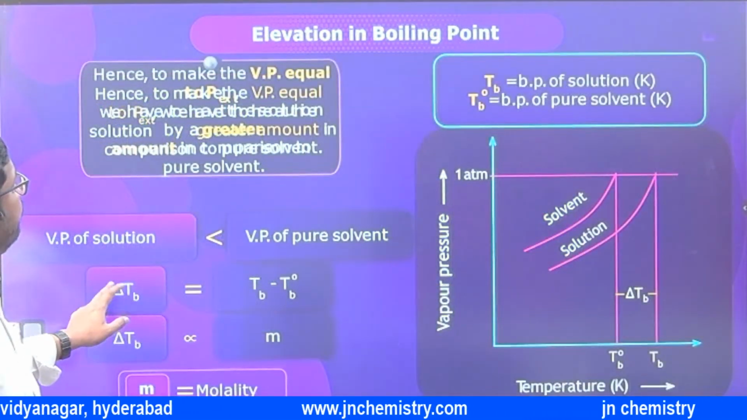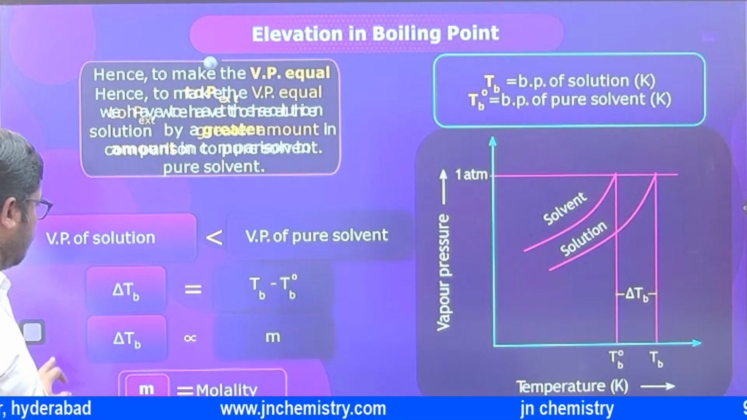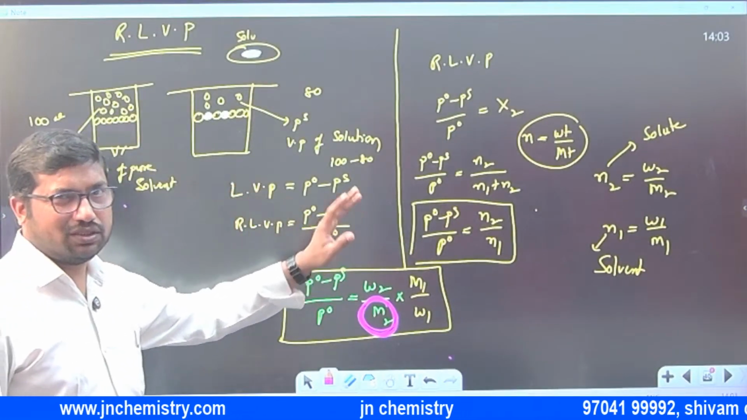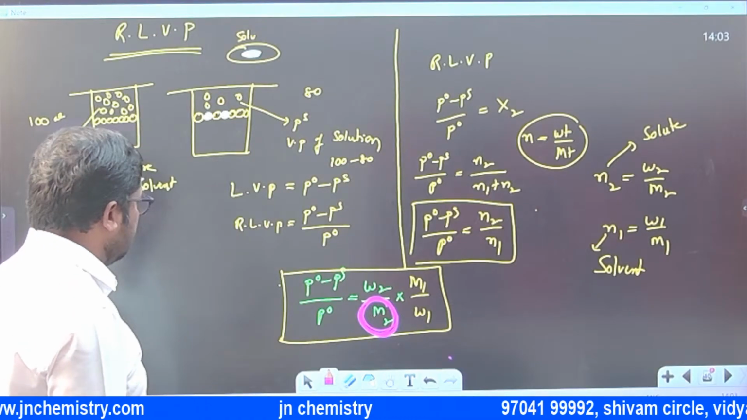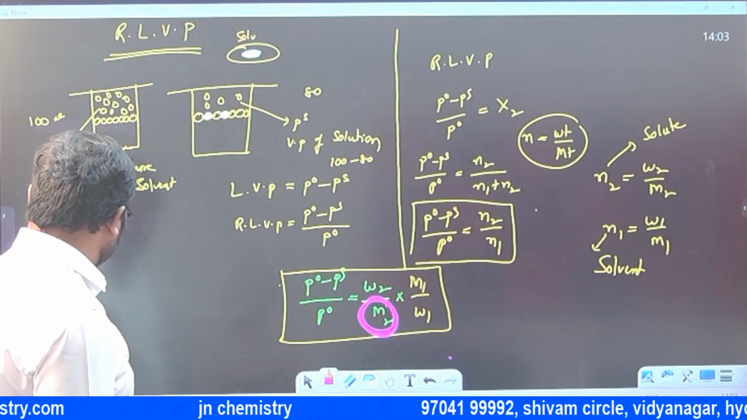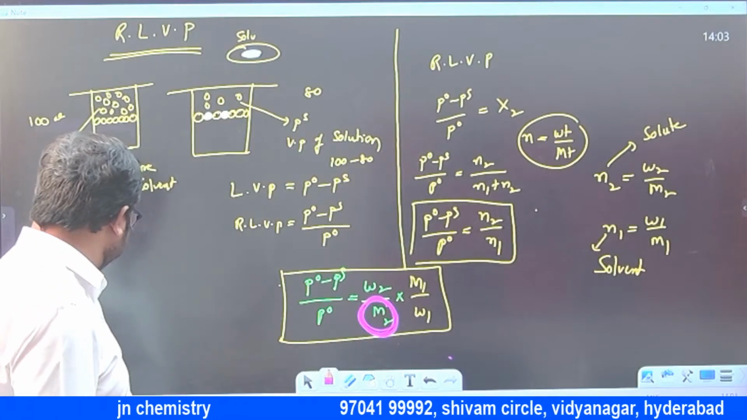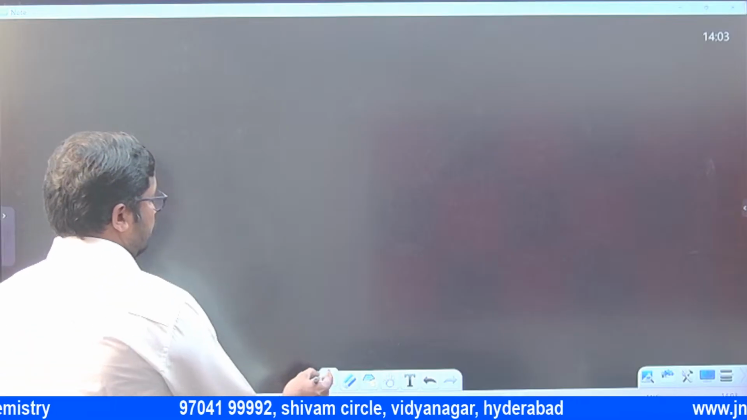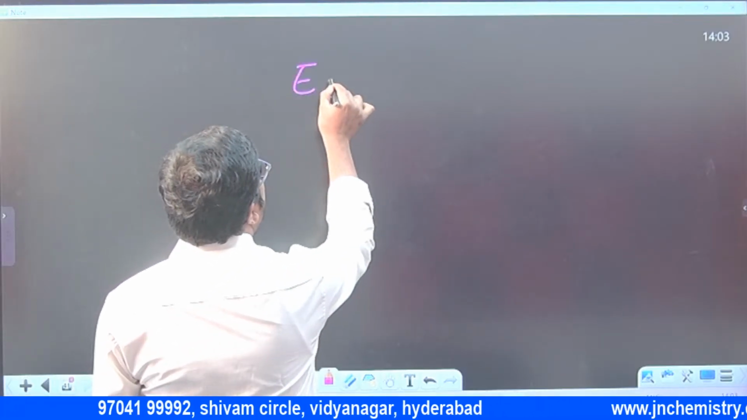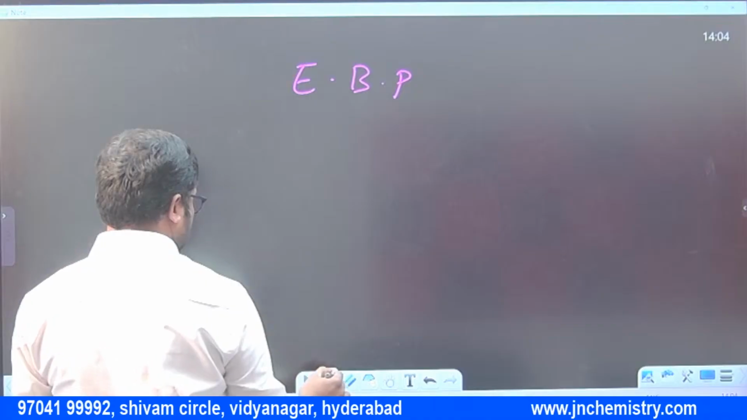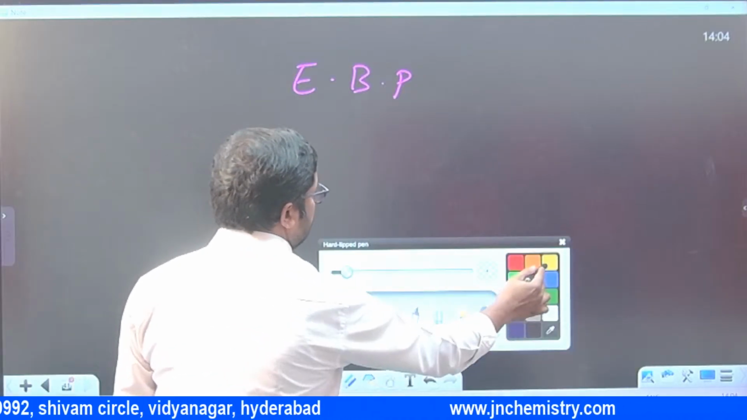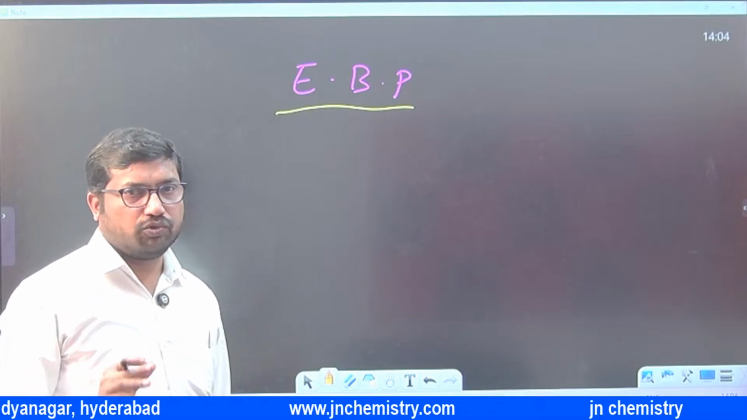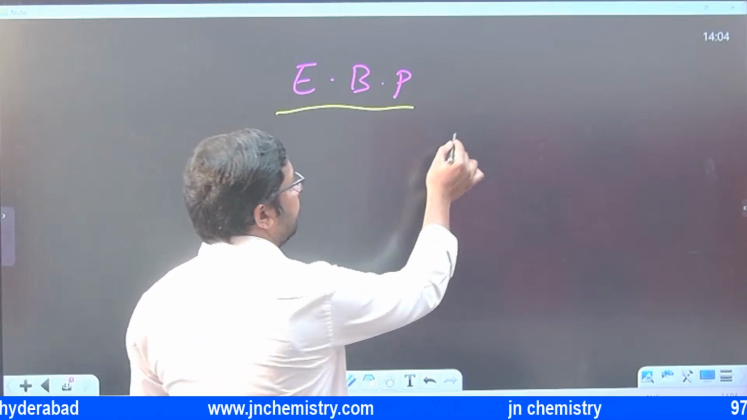Next, we come to the elevation of the boiling point. I'll go a bit fast from now onwards, it's easy now. So what is our intention? To know the unknown solute's molecular weight.